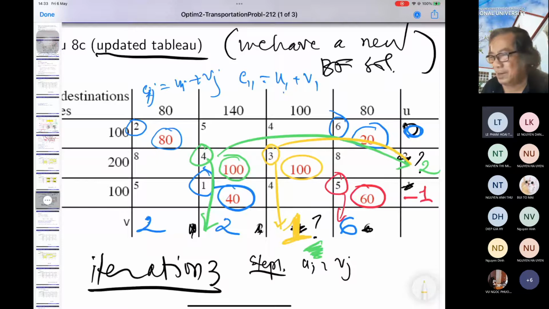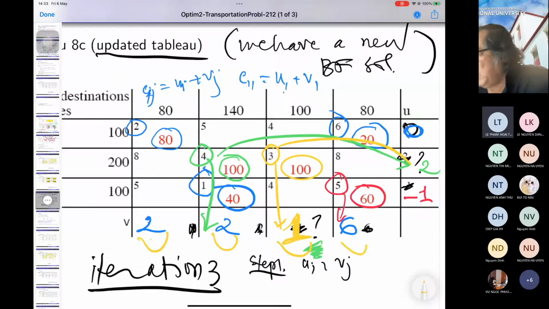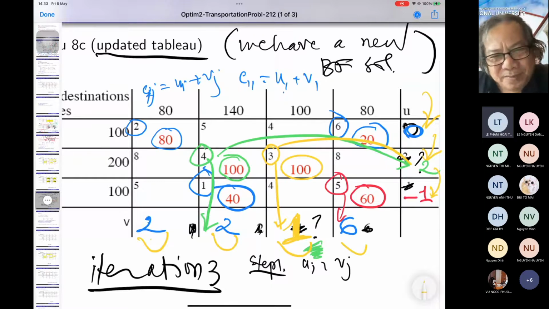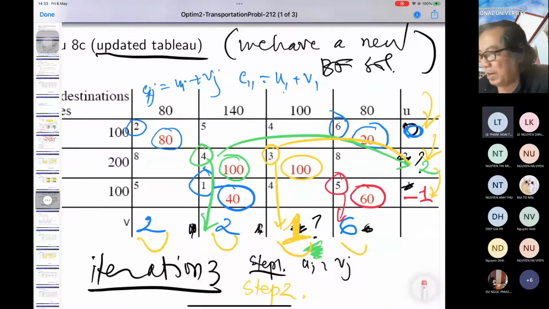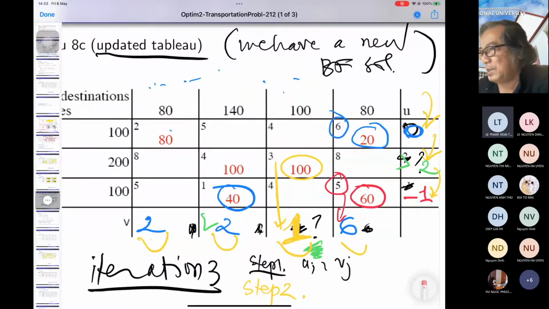Is that okay? And so by this way, you see, you have V1 is 2, V2 is 2, V3 is 1, V4 is 6, U1 is 0, U2 is 2, U3 is -1. So all Ui and Vj are calculated, and that finishes step 1. Now we come to step 2. Is that okay? Just like that, we continue. Now with step 2, I delete all these things so that you can see.